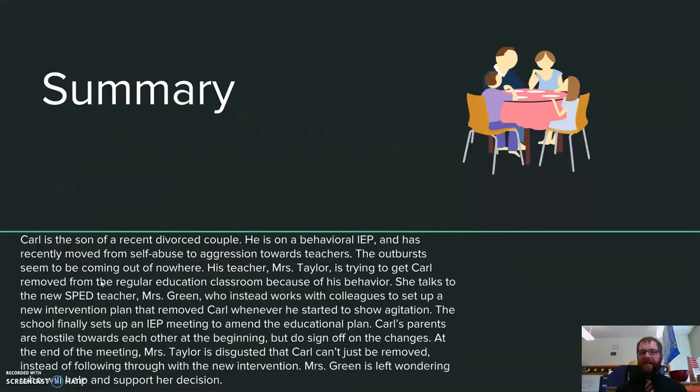They're trying to get this IEP meeting set up, finally get a hold of both parents. The IEP meeting starts with mom and dad showing hostility towards each other, but they finally both sign off on the changes to start this new intervention plan.